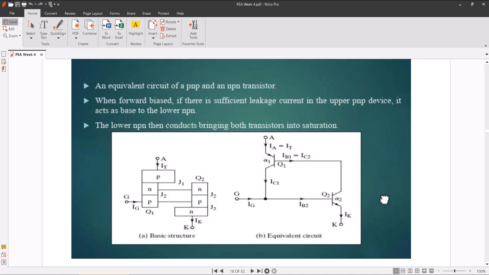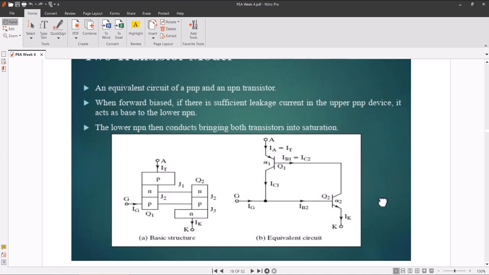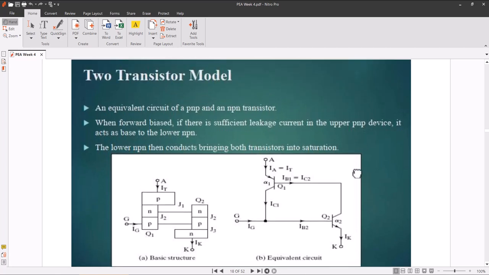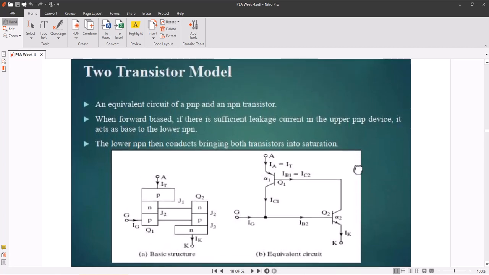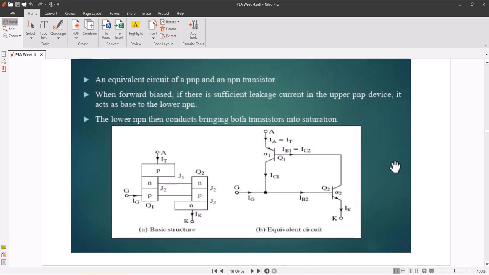So this is how, when forward biased, if there is sufficient leakage current in the upper PNP device, it acts as a base to the lower NPN. The lower NPN then conducts, bringing both the transistors into saturation mode. So this is basically the two transistor model of your thyristor.